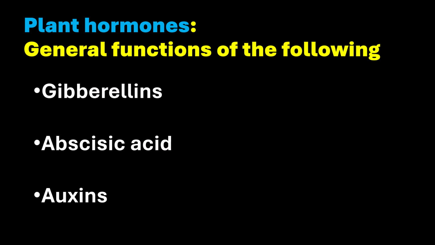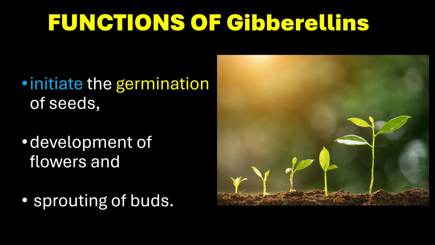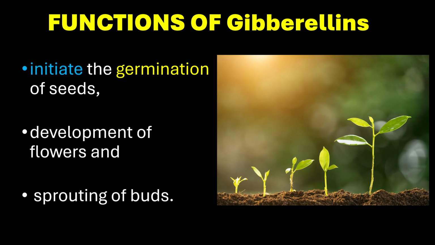Let's start with the functions of gibberellins. What are the functions of gibberellins? They initiate the germination of seeds. So that is what they do. Secondly, they also stimulate development of flowers. And then lastly, they stimulate sprouting of buds. So primarily, those are the 3 functions of gibberellins. In addition to it, there are some other functions we need to look at.